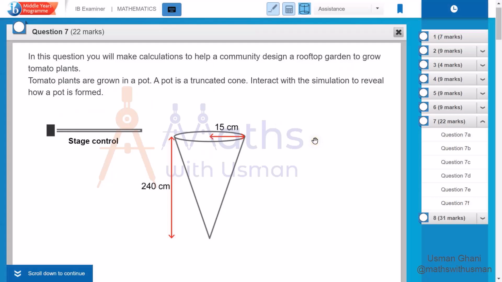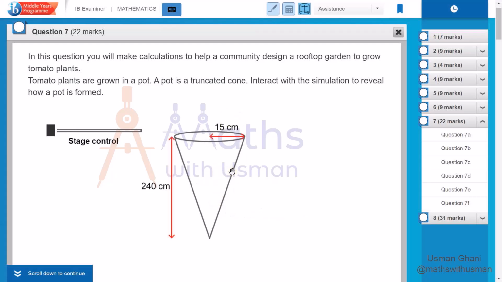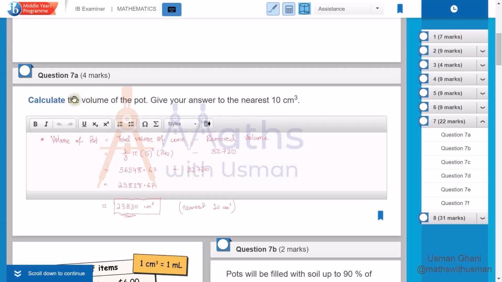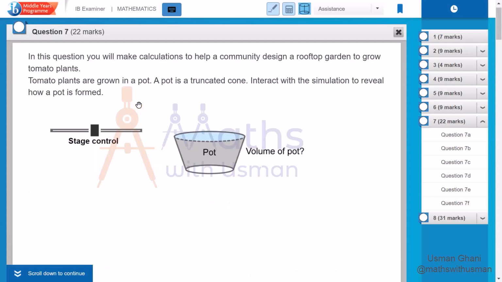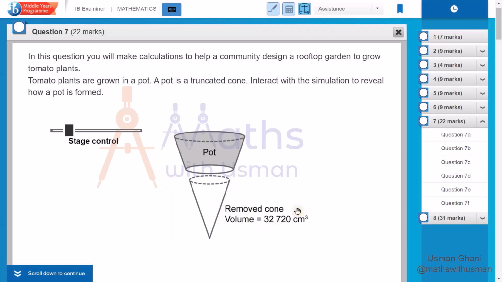A pot is a truncated cone, meaning a cone that's cut. So if I interact with the stage control, this is what the pot is. So I need to cut the cone from over here. So the removed cone is this one. The total cone is this one. So if the question asks me to find the volume of the pot, that's really simple. The volume of the pot is simply going to be the total volume minus the removed cone volume.